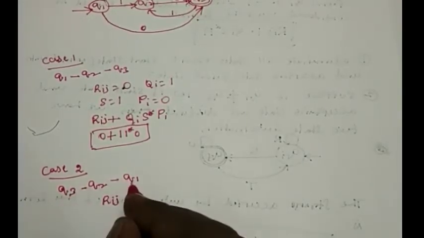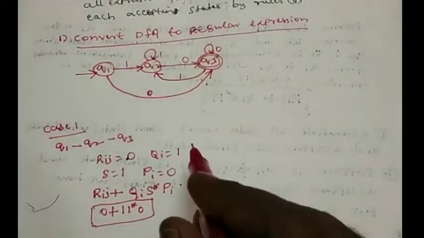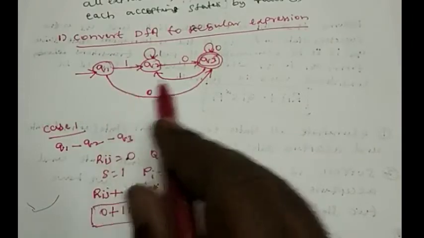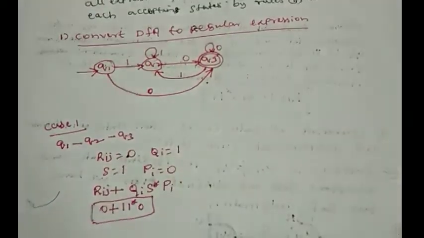Now I want to have Rij. So what is Rij? Is there any edge from the predecessor node to the successor node, from Q3 to Q1? Obviously there is not any edge from Q3 to Q1 here. So Rij is equal to pi.